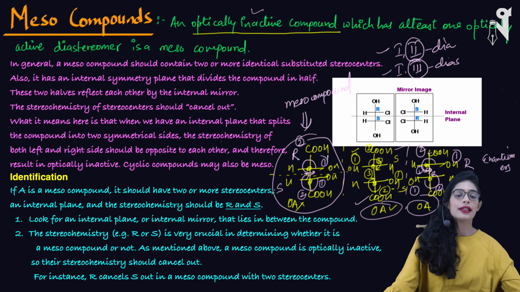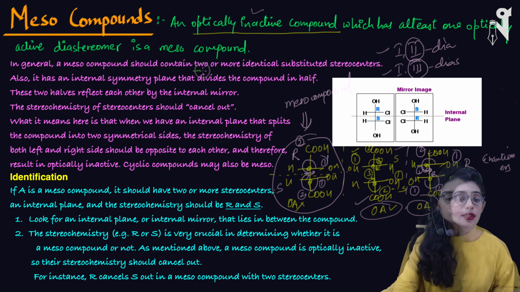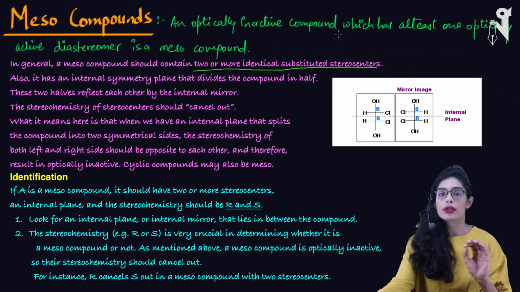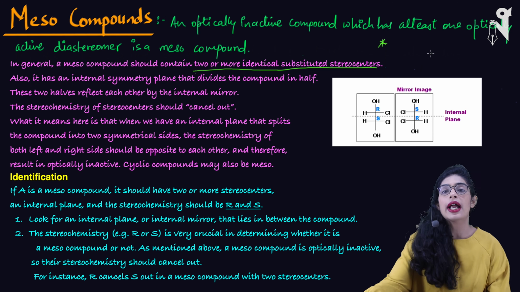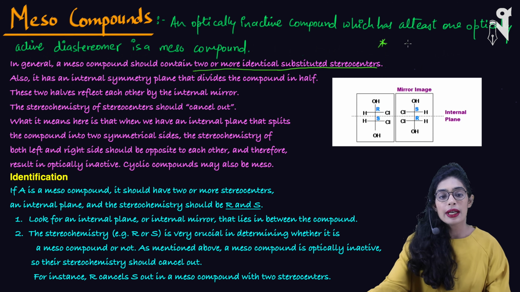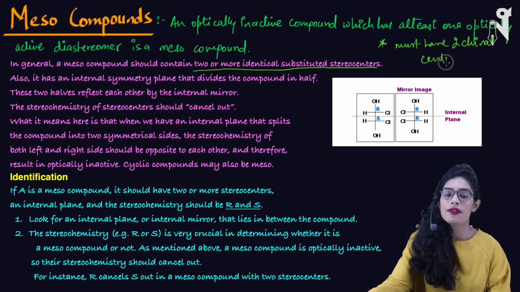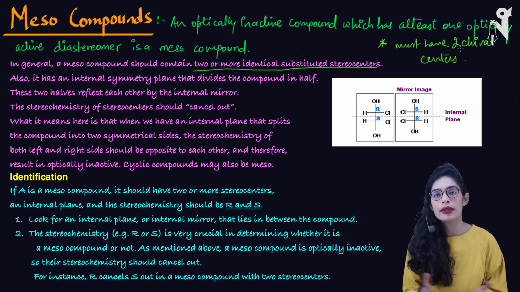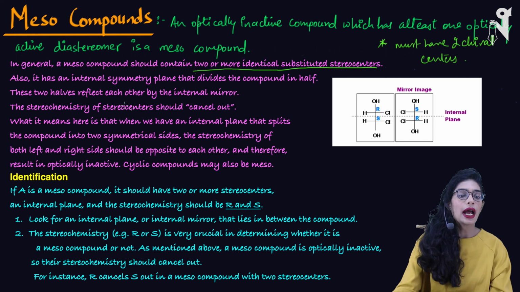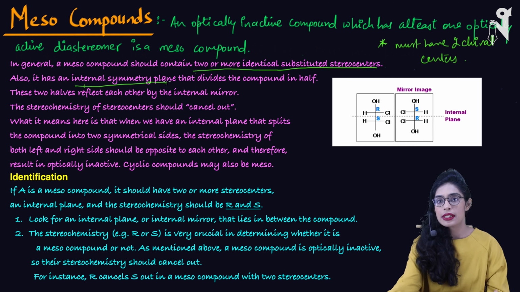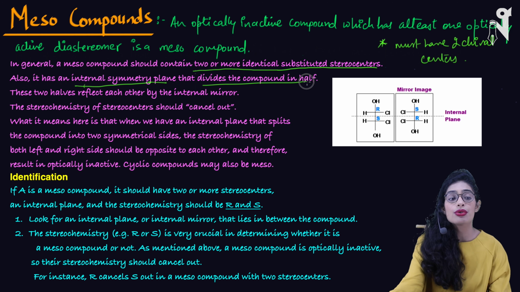So let's quickly see what is written in the definition. In a meso compound, there must be 2 or more identical substituted stereocenters. This is also a mandatory condition, that for a compound to be meso, it must have 2 chiral centers. If it doesn't have 2 chiral centers, then the compound cannot be meso. And it will show an internal symmetry plane, that means again a POS, which will divide the compound into 2 halves.